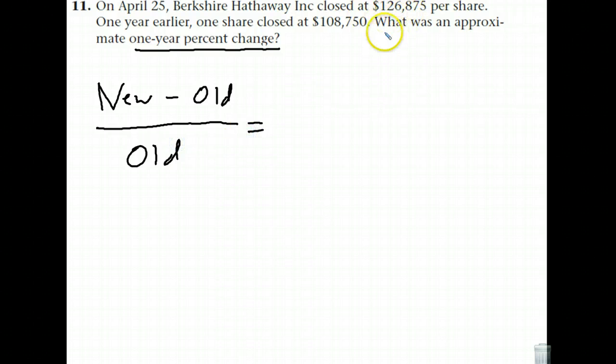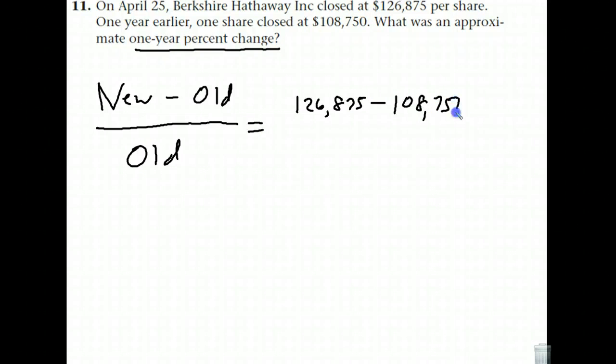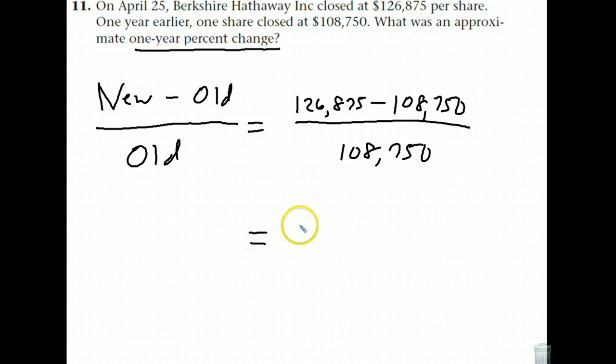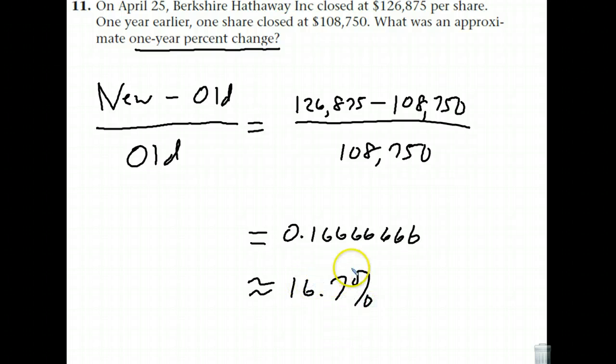So if we do that, the new amount, or what happened on April 25th of this year, was 126,875 minus 108,750, and we're going to divide that by the previous year's closing amount of 108,750. And when you punch that in and do the math there, you're going to end up with 0.1666666 repeating. And so if we're approximating here, we would say that this is approximately a 16.7% increase. Obviously because this year is higher than the previous year, it's going to be an increase. If those numbers were flipped, the percent itself would have been different, and it would have been a decrease.